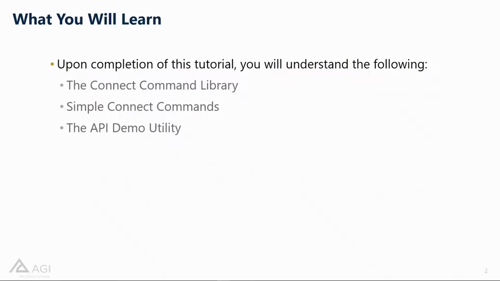So what we're going to look at in this particular scenario is we're going to look at the Connect command library to understand how you can find and build Connect commands. We'll look at some simple Connect commands, and we'll use what's called the API demo utility to build those Connect commands for practice. Upon completion of this tutorial, you will understand the following: the Connect command library, simple Connect commands, and the API demo utility.